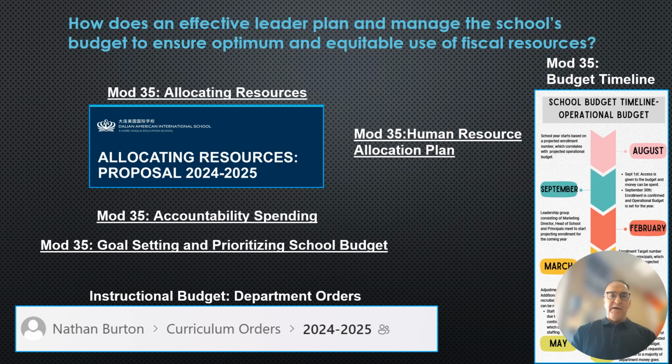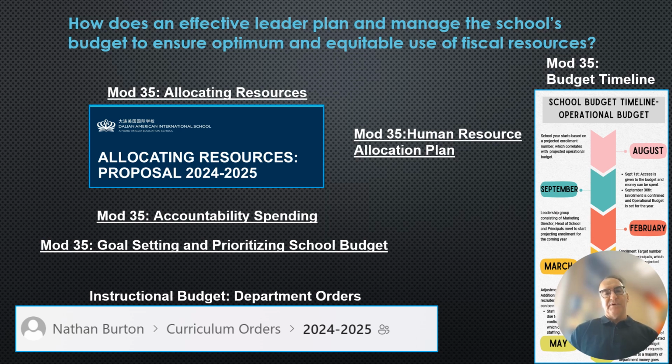How does an effective leader plan and manage the school's budget to ensure optimum and equitable use of fiscal resources? This is a pretty steep learning curve for me in Module 35. I've never been privy to this information. For 20 years, I was basically teacher, coach, coach, teacher, and department head. And now coming into this area of understanding was certainly enlightening. Spent a lot of time talking to our head of school and other members of our leadership about how they allocate resources.